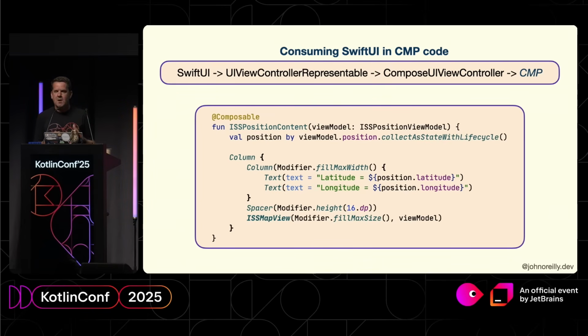It has some basic UI for showing the position of the International Space Station in Compose text views, and also includes the ISSMapView composable, which will ultimately wrap our SwiftUI map.